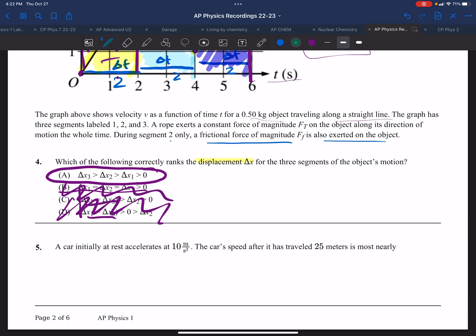All right, so we're given a car from rest, so v0 equals 0. The acceleration is 10 meters per second squared. What is its speed after it's traveled 25 meters? There's a couple ways to do this.